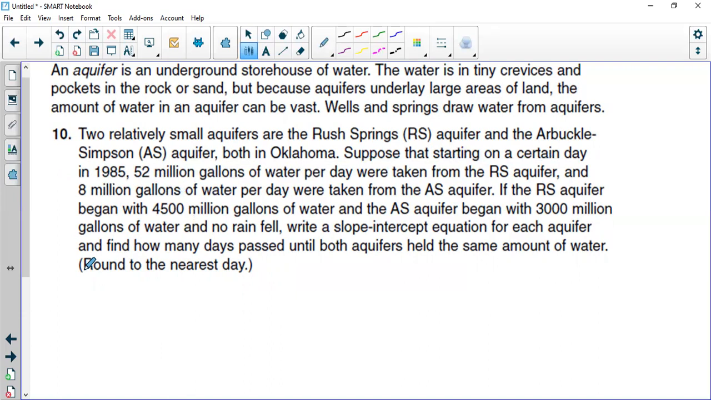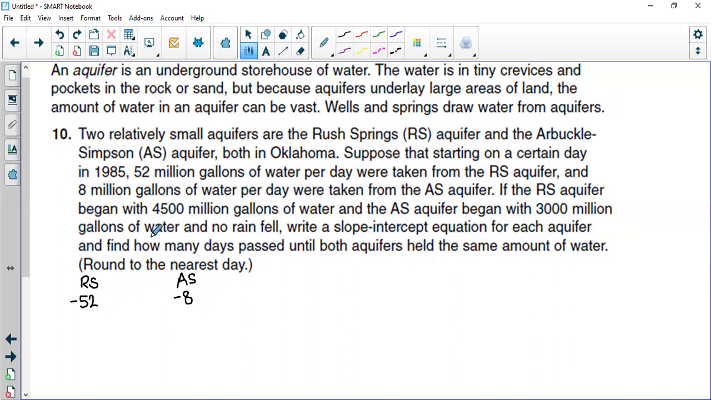First, let me write down the information. So I'm writing the information for the RS aquifer and this for the AS aquifer. First, they started on a certain day, which is 52 million gallons of water. So if they're taking water, that means it's going to be negative 52. This for the RS aquifer, and then for the AS aquifer, it is 8 million gallons of water per day. So per day, we don't know how many days.